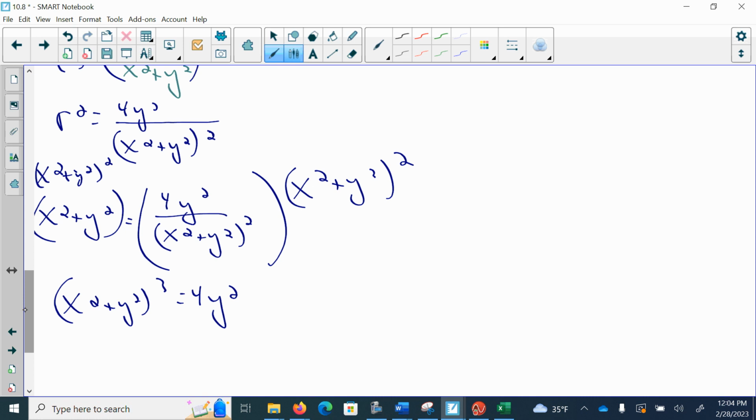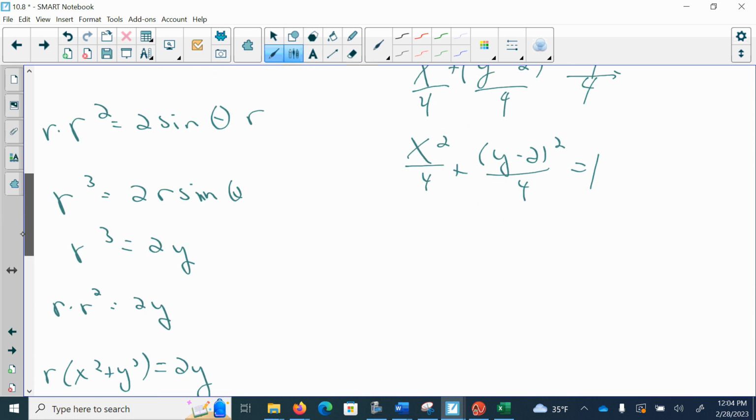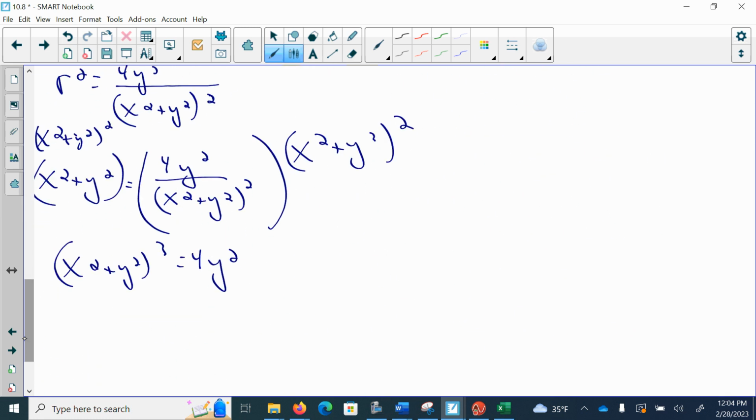Okay. The whole goal of changing from polar to rectangular is getting rid of all the r's and thetas and making them x and y's. So I did that. And Jack? Go over 104.